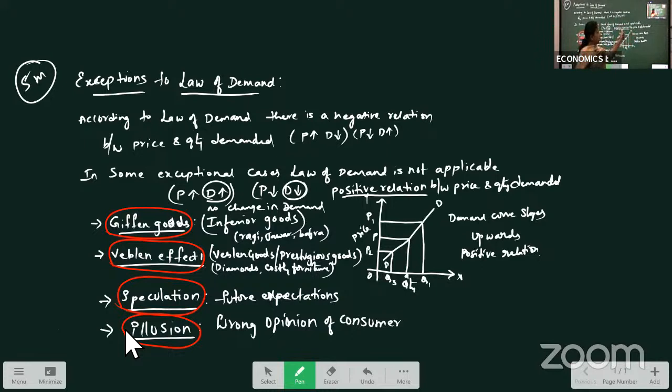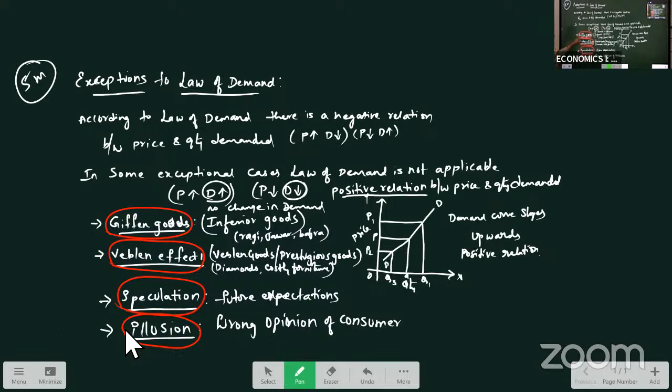When there is a positive relation, our demand curve will slope upwards. You have to draw the demand curve. Then, what are the cases where the demand curve is not applicable? These are Giffen goods, Veblen effect, speculation, illusion.